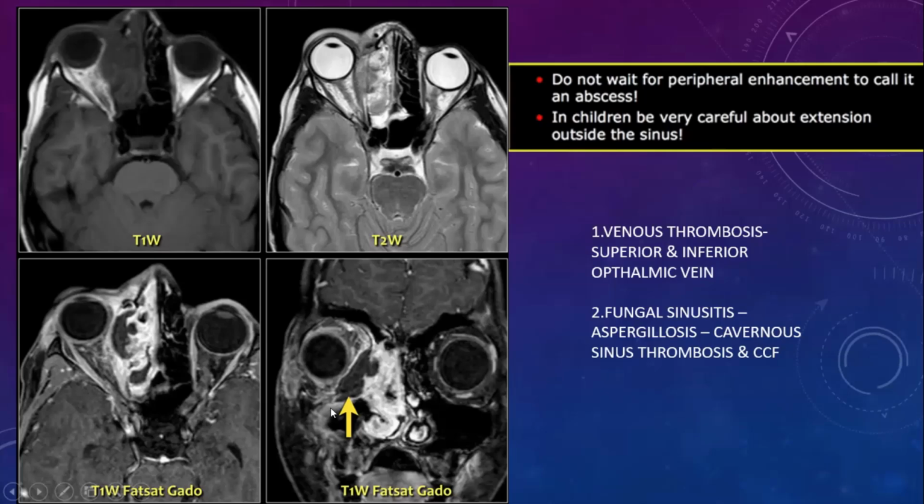So this is another case of aspergillus or fungus, which will be causing the periorbital abscess. Mostly they may land up even with venous thrombosis, like superior and inferior ophthalmic vein thrombosis, or sometimes cavernous sinus thrombosis, and it may lead to CCF when it is very aggressive.